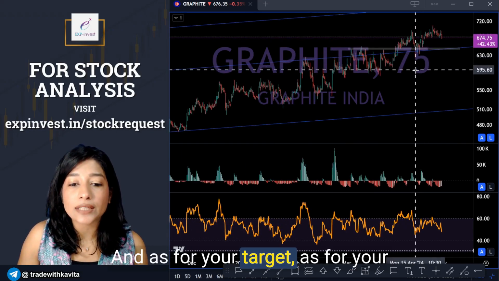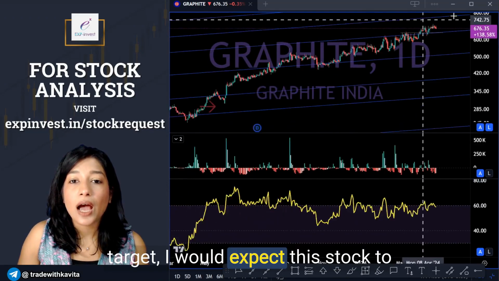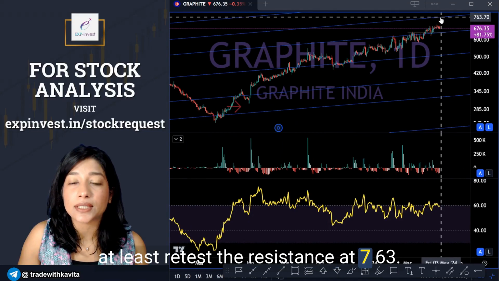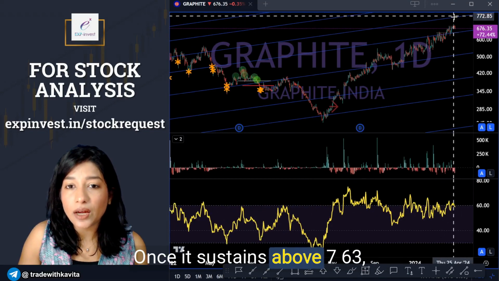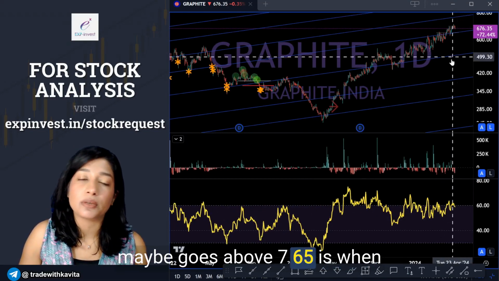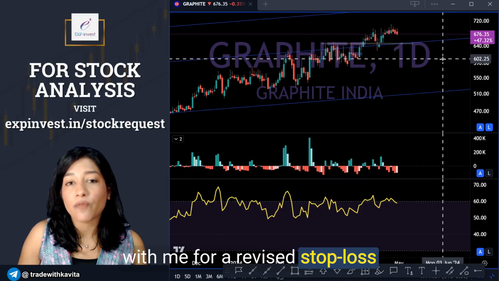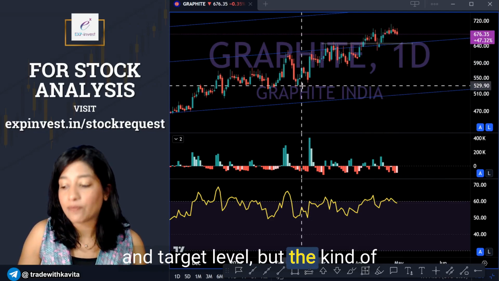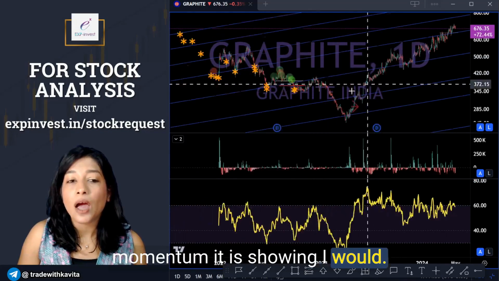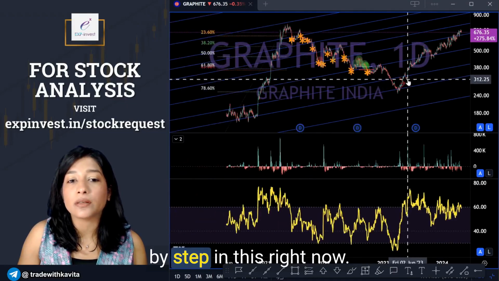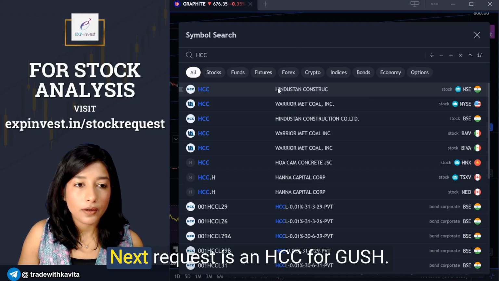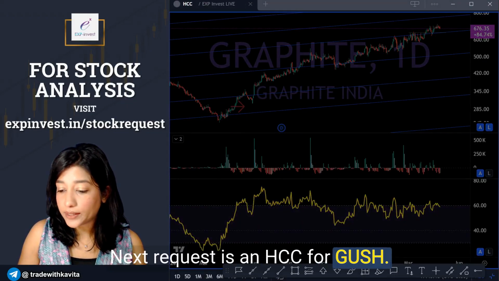And as for your target, I would expect the stock to at least retest the resistance at 763. Once it sustains above 763, maybe goes above 765, is when I would ask you to check back with me for a revised stop loss and target level. But the kind of momentum it is showing, I would suggest you take it step by step in this stock right now.